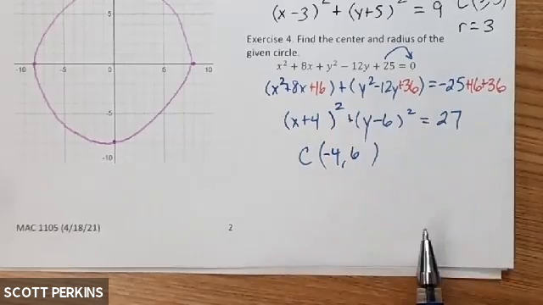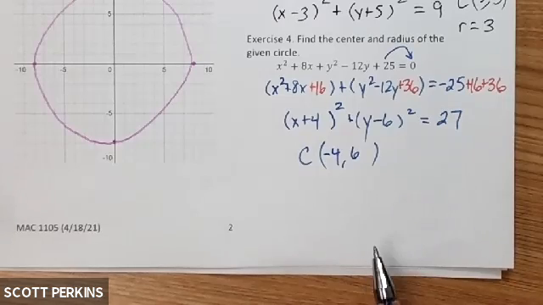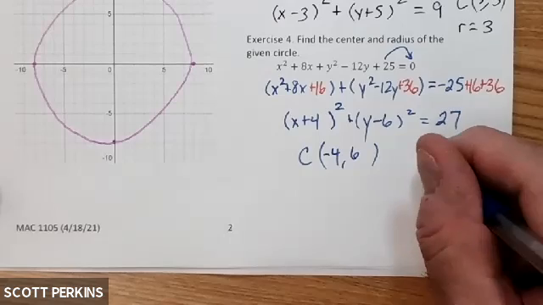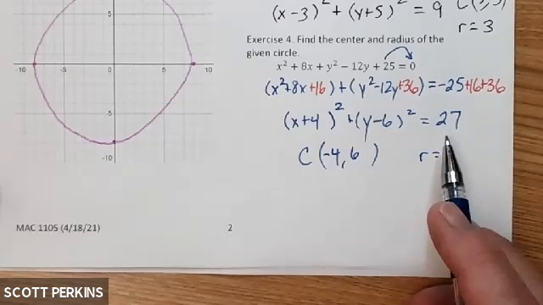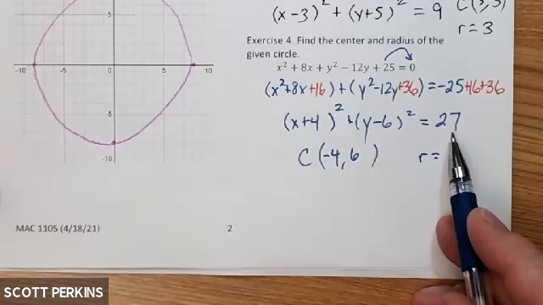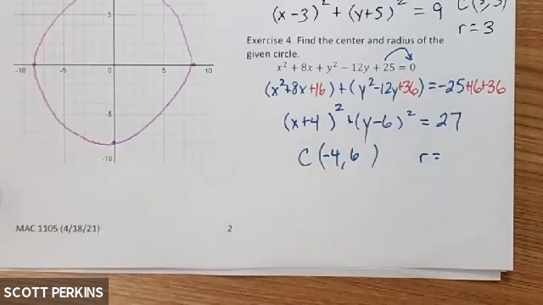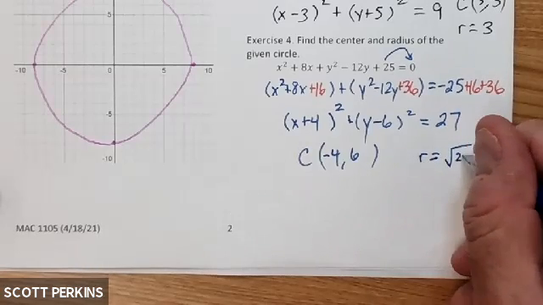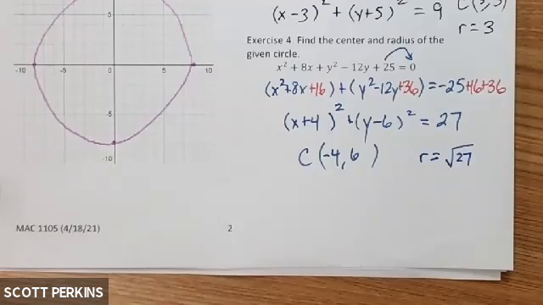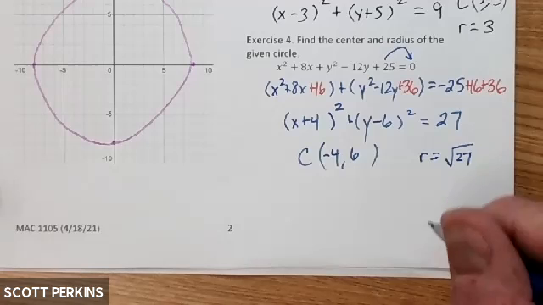But here's another little reminder of something from the Wayback Machine. My radius is the square root of this side right here, which in this case is 27. The other examples have been perfect squares, but I wanted to make sure to include one of these. So the radius is the square root of 27. Which is great, but always remember we need to make sure our radicals are simplified.